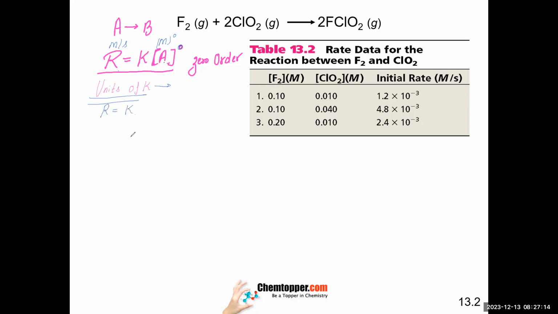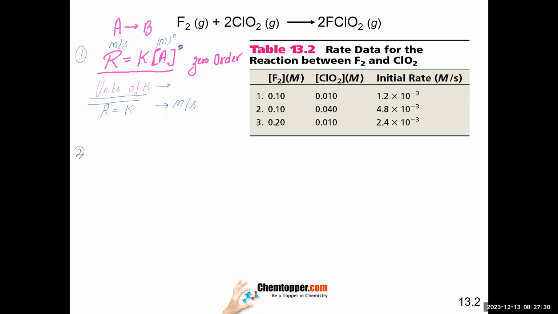What about the rest of you? It is the same, molar per second, right? Please practice it. Naisha, Aditi, Ariba, you're getting it?